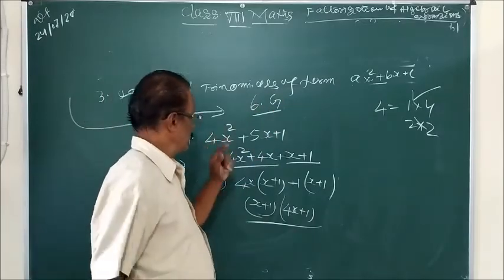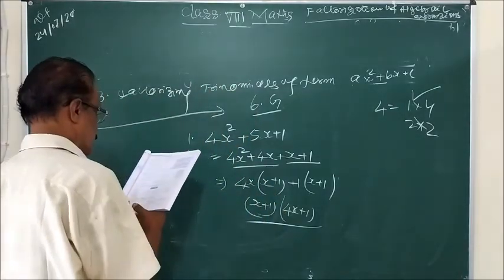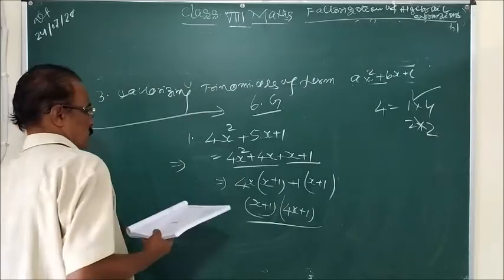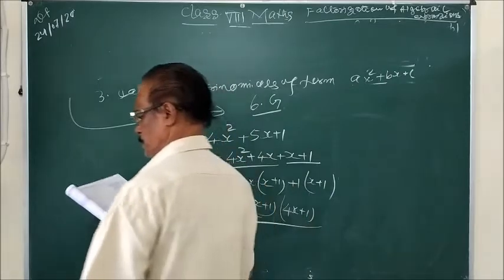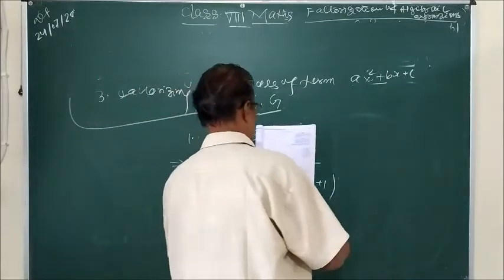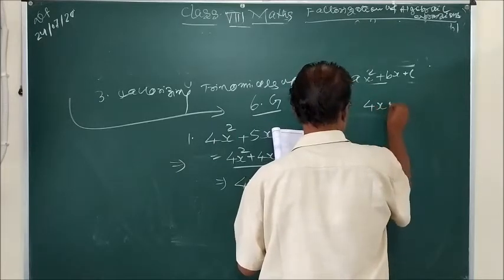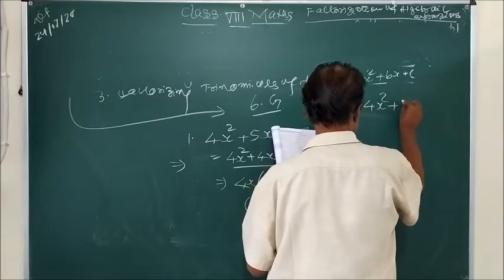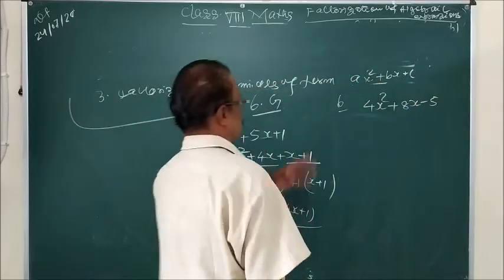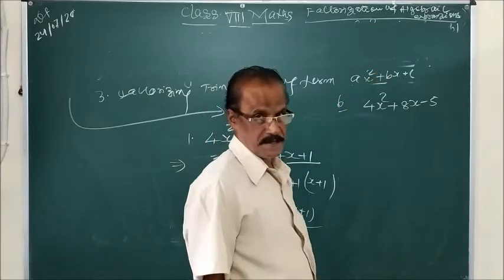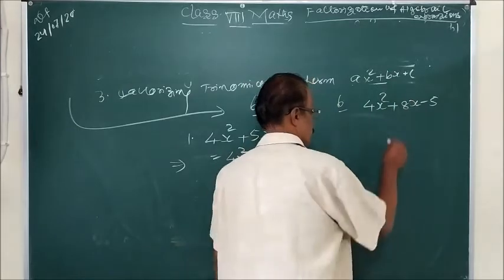But you should be very careful when the signs are negative. So one question, let us also take a negative question. You will try to understand, and then you will be solving the question. Now you see question number 6. Factorize 4x square plus 8x minus 5. This is in the form ax square plus bx plus c, where a equal to 4, b equal to 8, and c equal to minus 5.